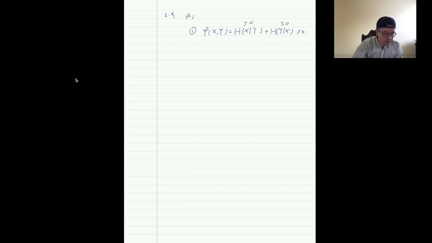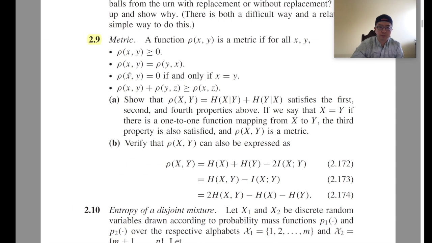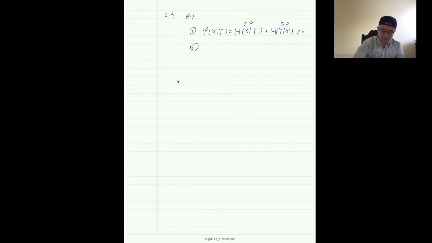And for the second one, it's the commutative property, right? You can see rho of x, y again equals this. Because of the commutative property of addition, we can exchange the order of these two. That gives you this, and by definition that is rho of y, x. Okay, so that's the second one.